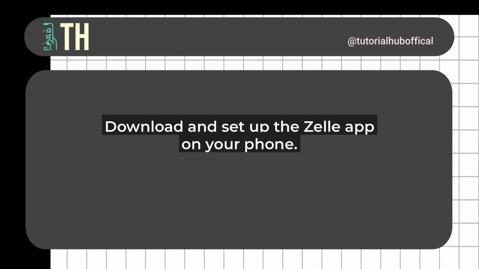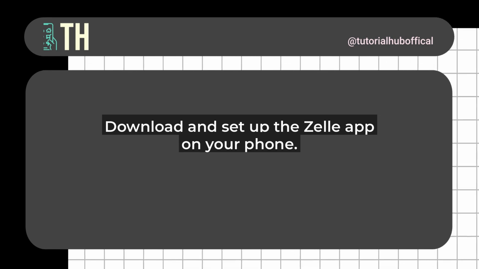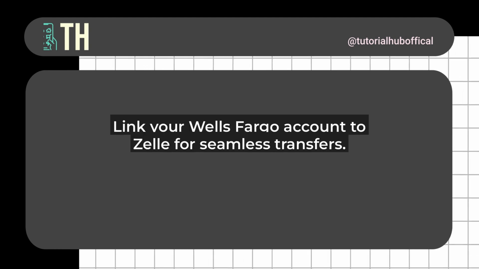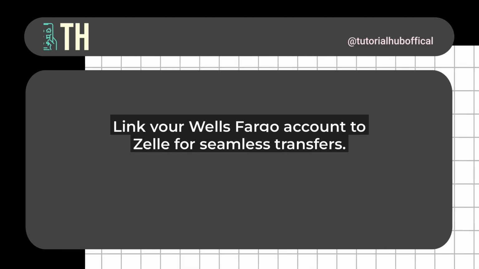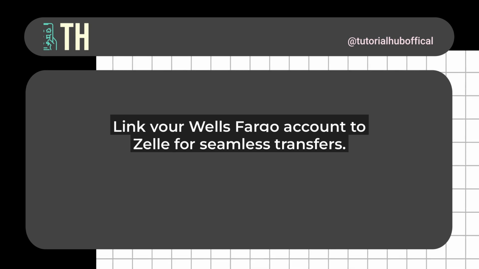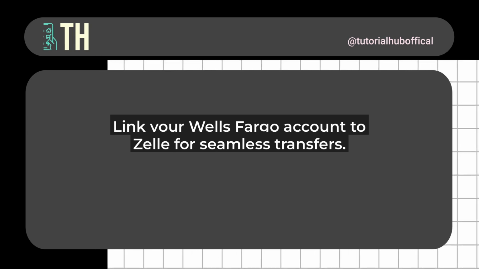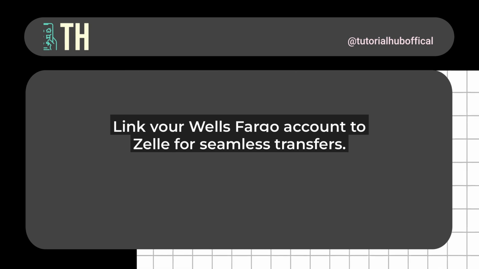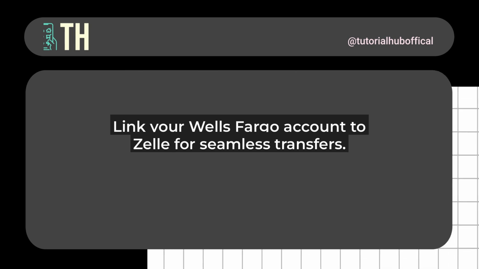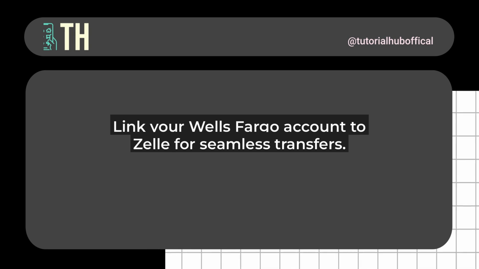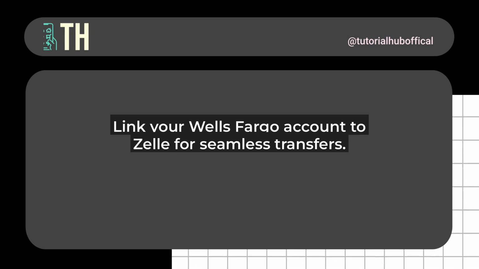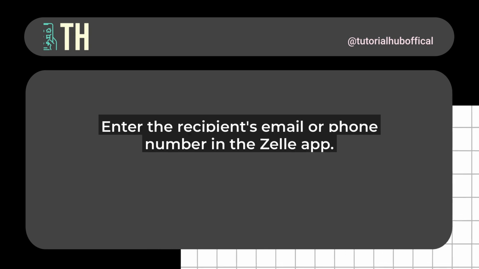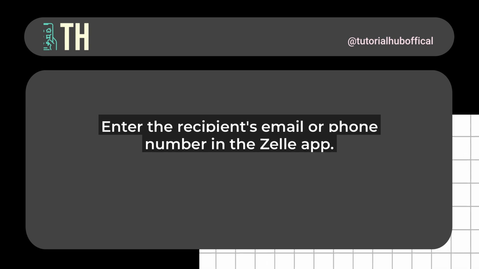First things first, make sure you have the Zelle app installed on your smartphone. If you don't, head to your app store and download it. It's free and takes just a minute. Once you're in, you'll need to link your bank account. Since we're focusing on Wells Fargo, ensure your Wells Fargo account is enrolled in Zelle. Most major banks like Wells Fargo are already integrated, but double-check by logging into your Wells Fargo app or website and looking for the Zelle option.